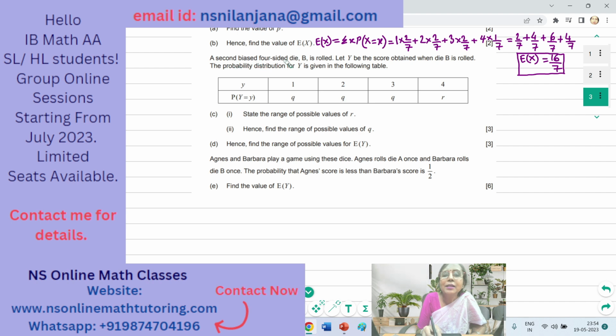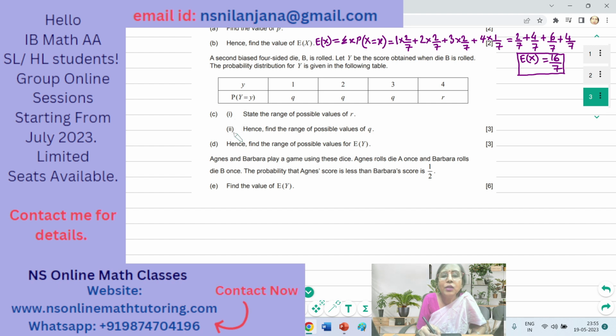A second biased four-sided dice B is rolled. Let Y be the score obtained when dice B is rolled. The probability distribution for Y is given in the following table. For the previous dice A, it was X. Now they have taken Y. The numbers are the same, 1, 2, 3, and 4. And the corresponding probabilities are Q for 1, Q for 2, Q for 3, and R for 4.